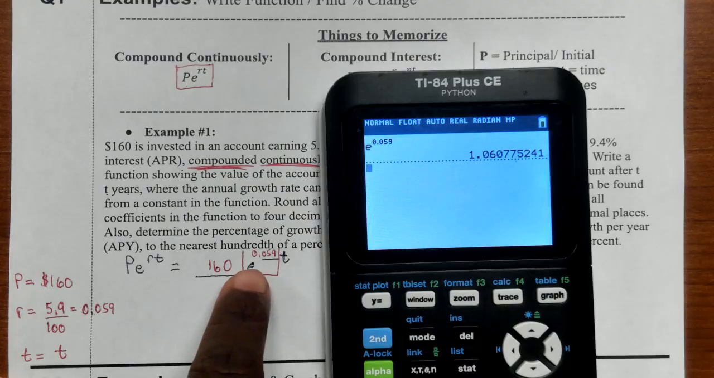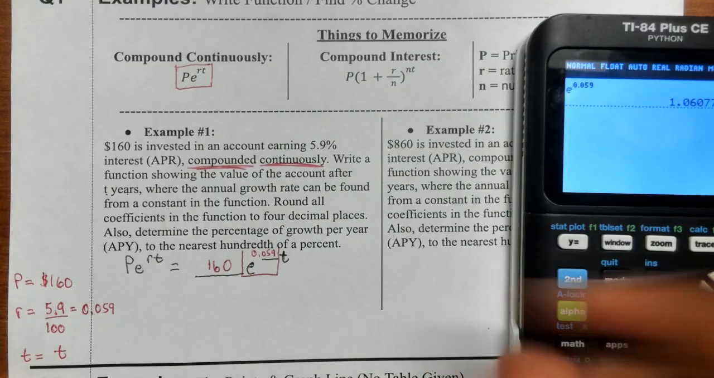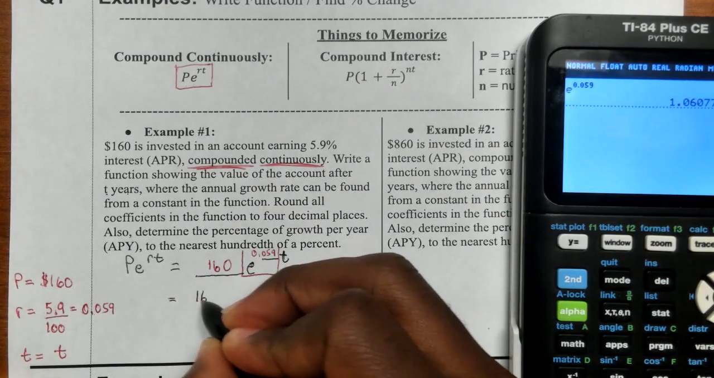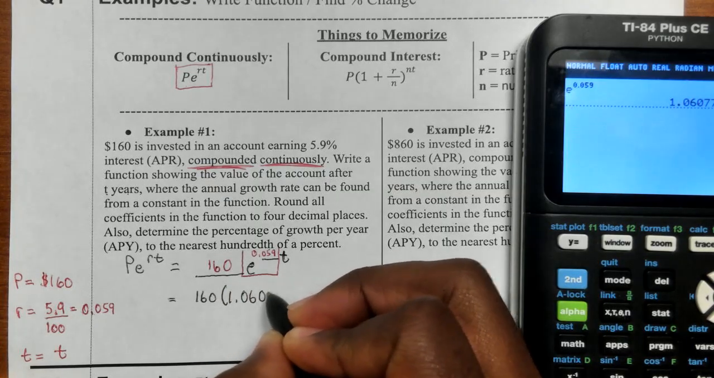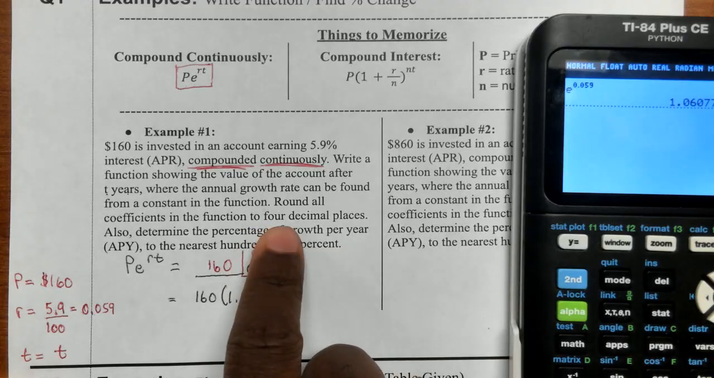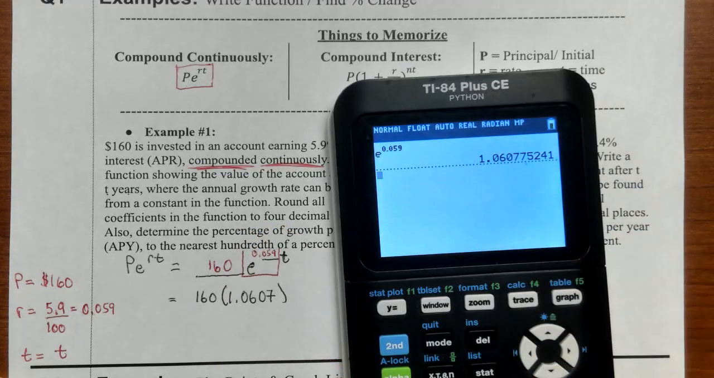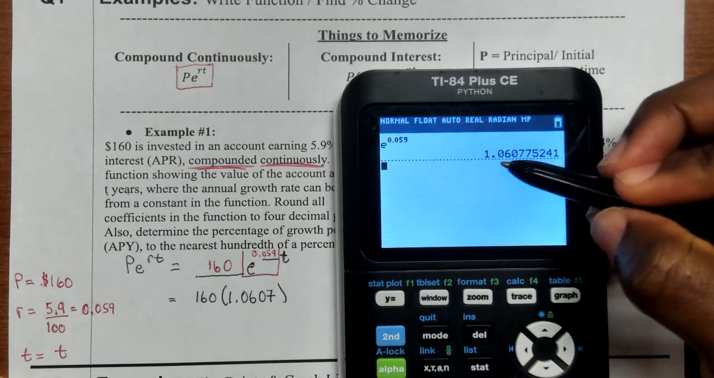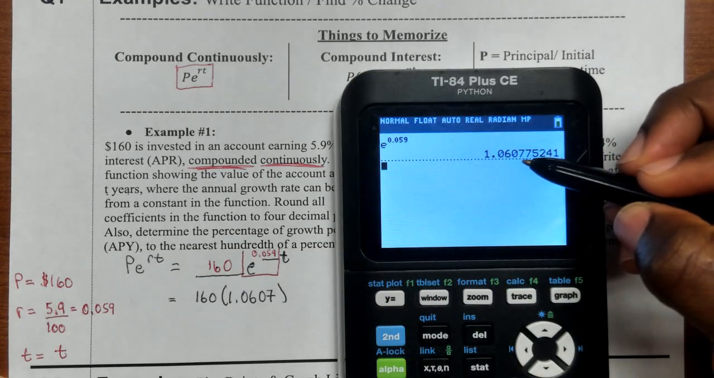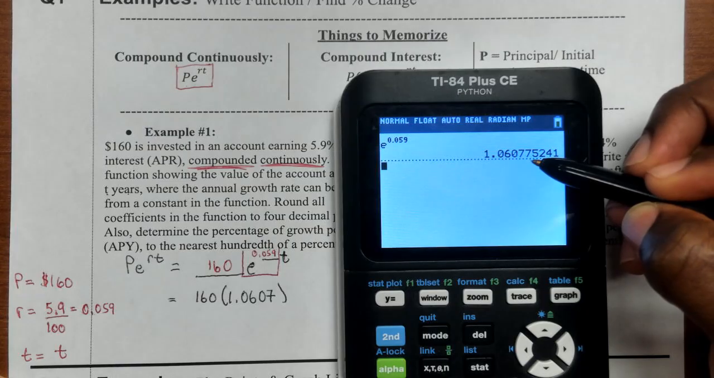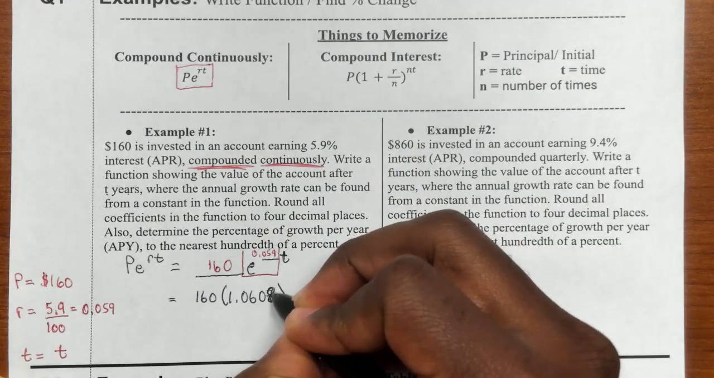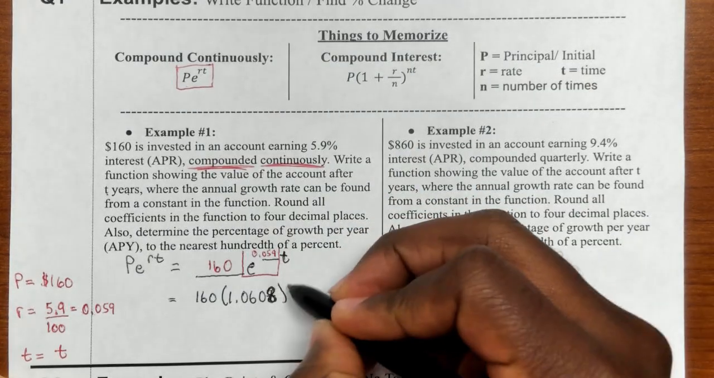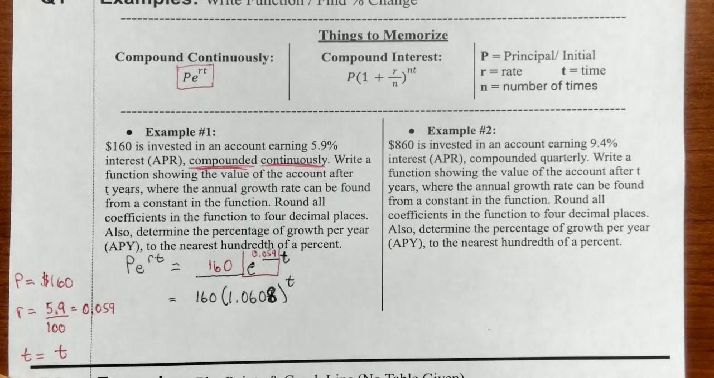So instead of writing 160 multiplied by this, I would do 160 multiplied by 1.0607, because the question says round it to 4 decimal places. So if I'm doing 4 decimal places, I look at the 5th number after the point. So this will be 1, 2, 3, 4, 5. The 5th number is a 7. So the 7 is 5 or larger. So this 7 will actually round up to an 8. So instead of a 7 here, it will round up to be an 8. Okay? And then the t stays the same. And that would be my function.